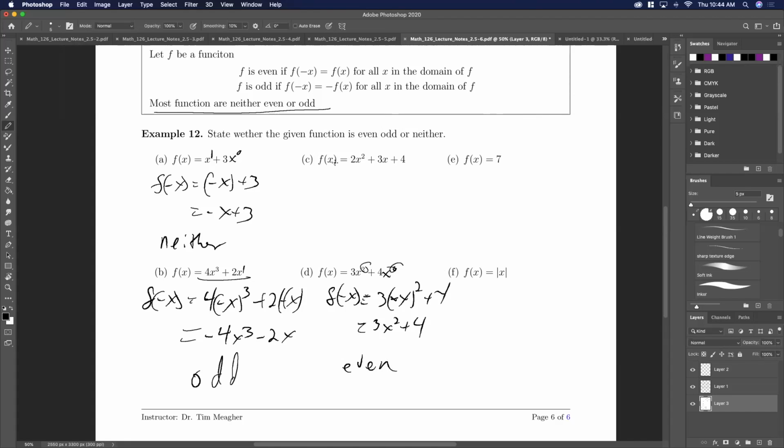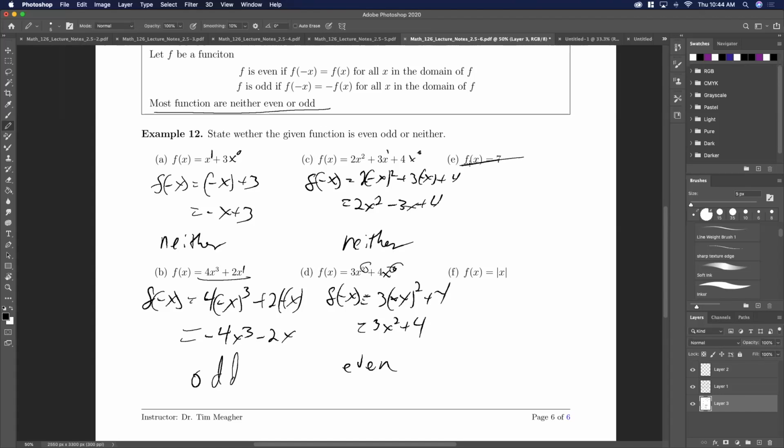You will see this again here, that f of minus x is a mixture, because I have x to the 1 and x to the 0 technically. X to the 0 power is 1. So this is giving me 2 times minus x squared plus 3 times minus x plus 4, which gives me 2x squared minus 3x plus 4. So this again is neither. Most functions end up being neither.